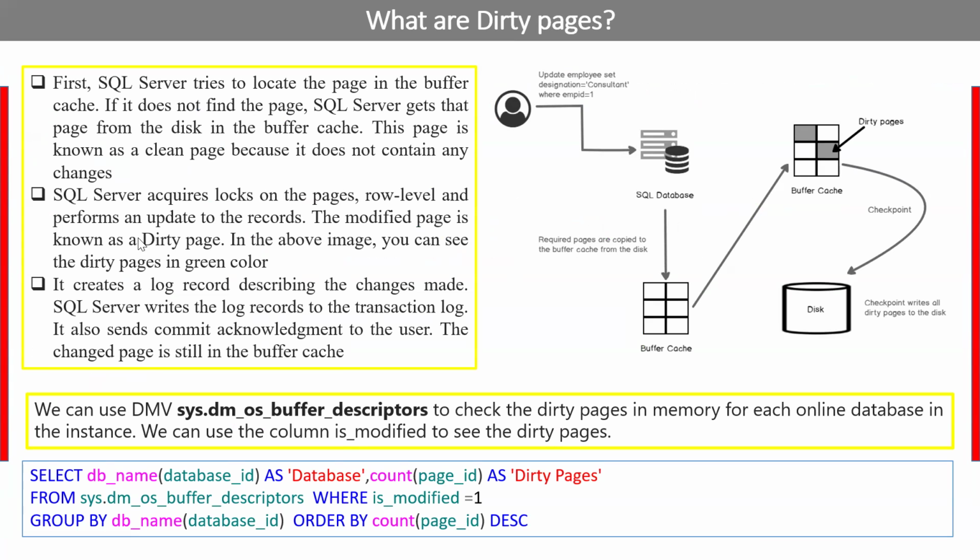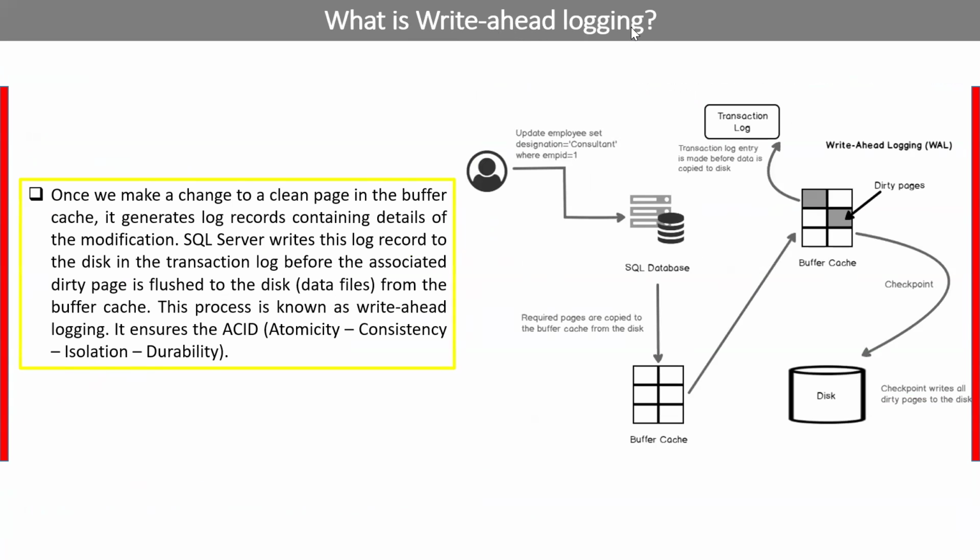Now, once you start modifying the data, SQL Server treats the page as a dirty page. Now it creates the log records describing the changes made. SQL Server writes the log records to the transaction log. So in parallel, whatever changes you make, they go to the log records as well. That concept is WAL, write-ahead logging. Once we make changes to the clean page in the buffer, it generates log records containing details of the modification. SQL Server writes these log records to the disk.